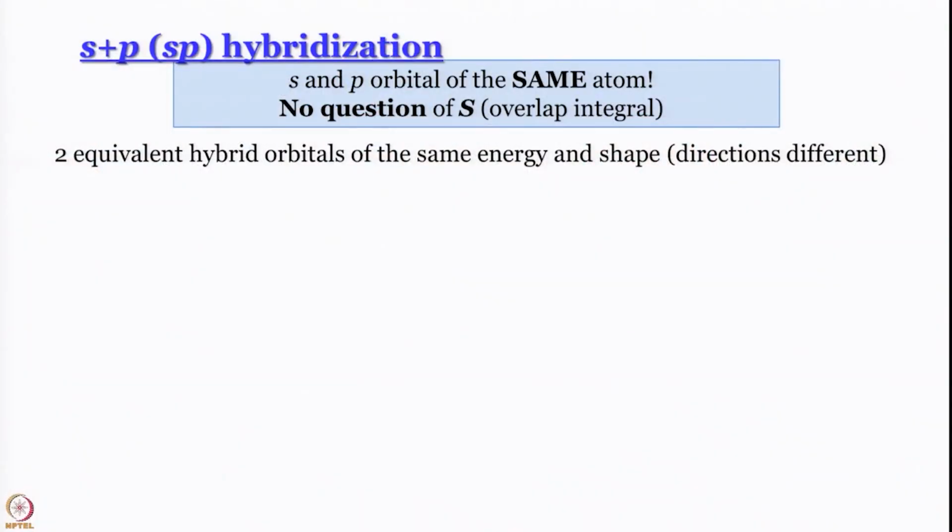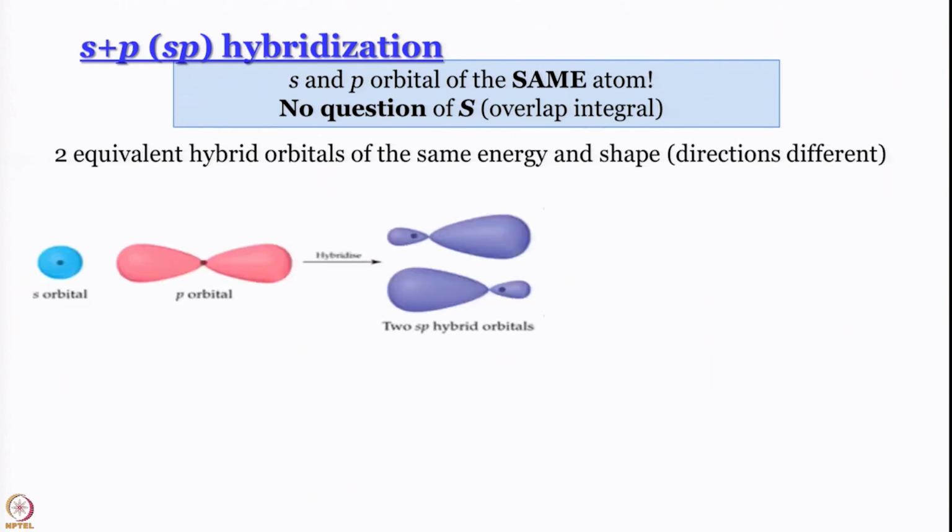Okay, now let us go ahead. So what we need is 2 equivalent hybrid orbitals of the same energy and shape. Directions of course have to be at 180 degrees to each other, because we want to handle AB2 kind of systems. Okay. What do I do? This is what I need. I have an s orbital and I have a p orbital. What I am drawing here is the constant probability surfaces, not really orbitals.